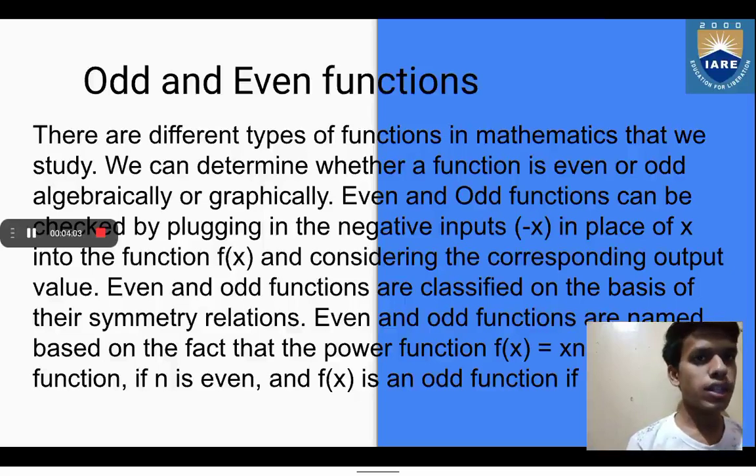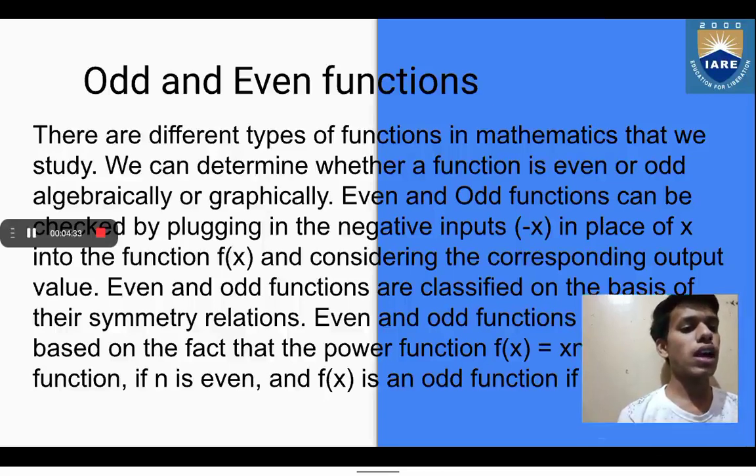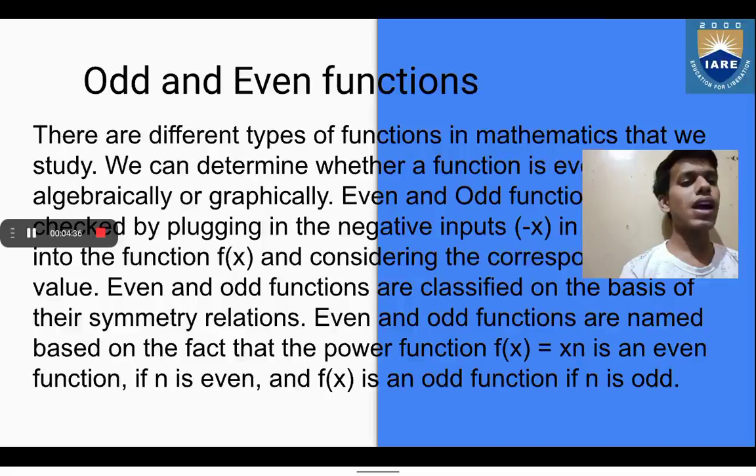Now let's begin with the topic, that is odd and even functions. So there are different types of functions in mathematics, as we have seen. We can determine whether a function is even or odd algebraically or graphically. Even and odd functions can be checked by plugging in the negative input, that is minus x in place of x, into the function f of x and considering the corresponding output value. Even and odd functions are classified on the basis of their symmetry relation. They are named based on the fact that the power function, that is f of x equal to x power n, is an even function if n is even, and an odd function if n is odd.